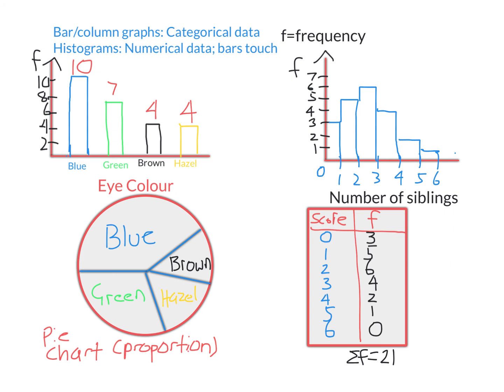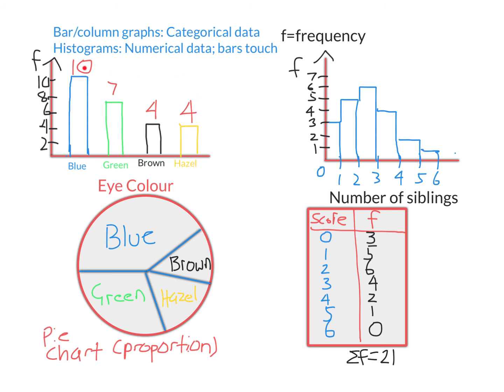Okay, so when you're dealing with categorical data, you can't calculate the mean, median, mode, or range because the data's not numbers. We can only calculate that stuff when we're dealing with numbers. You can't calculate the mean eye color. That doesn't make sense. You can, however, make some observations from this graph.